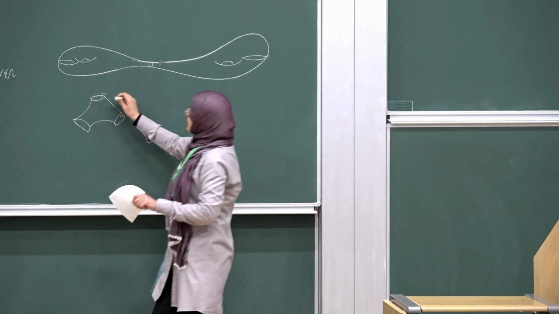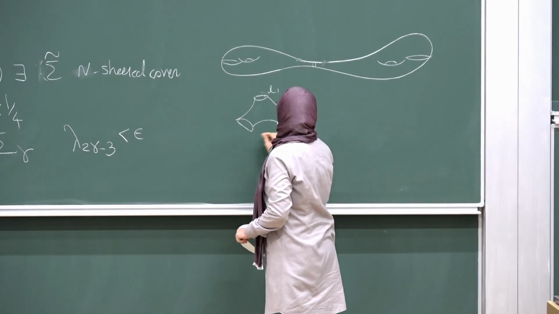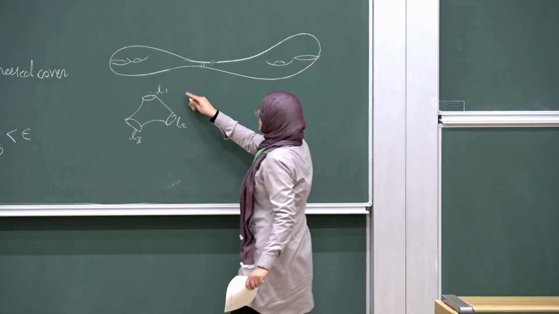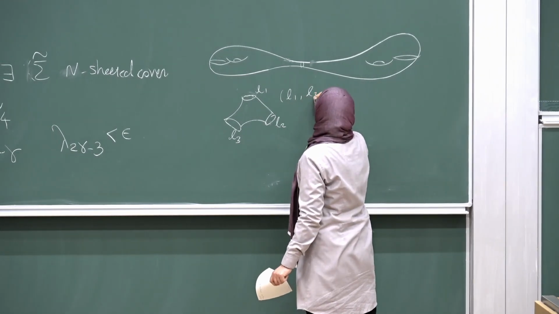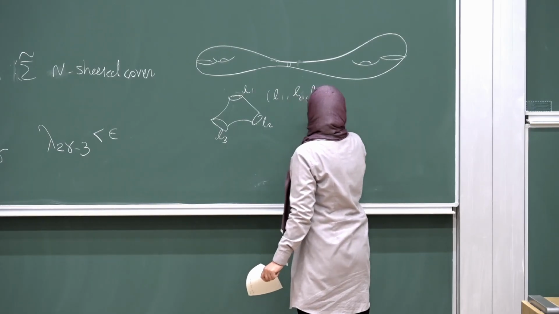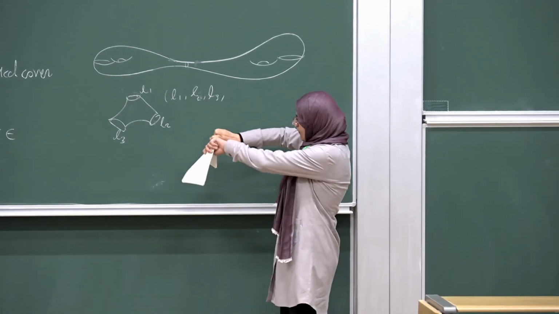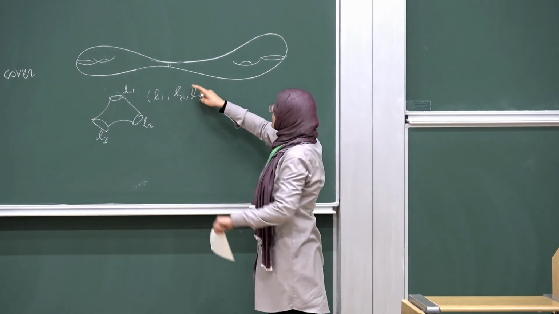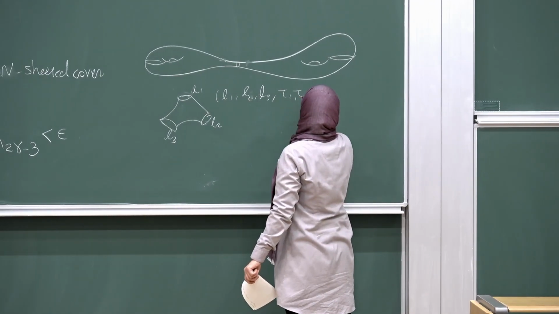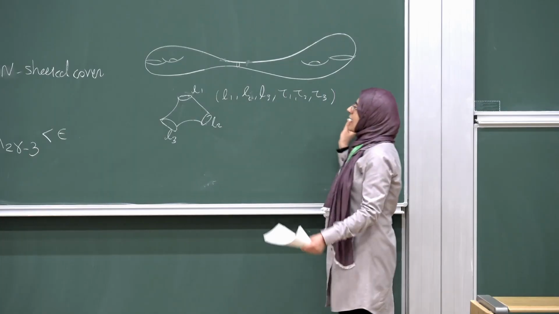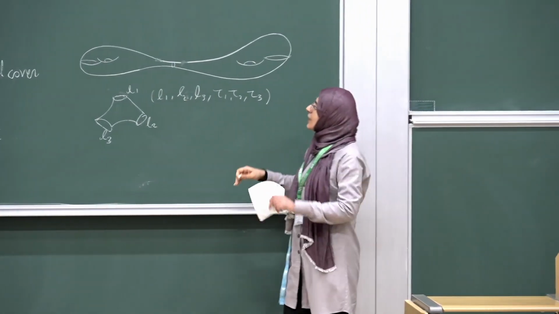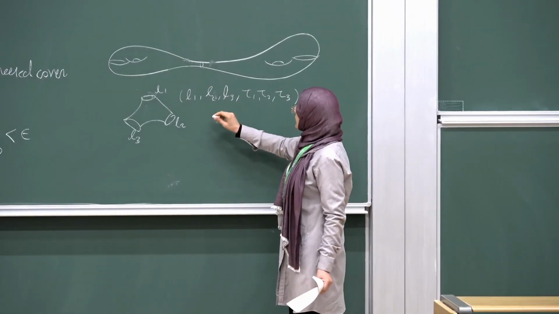So here, if the lengths are L1, L2, L3, I have another freedom. For a pair of pants, I have L1, L2, L3, and then when I patch them together, I can rotate, so I have a rotation factor as well. So for this surface, I have 6 dimensions of freedom to define my hyperbolic space.